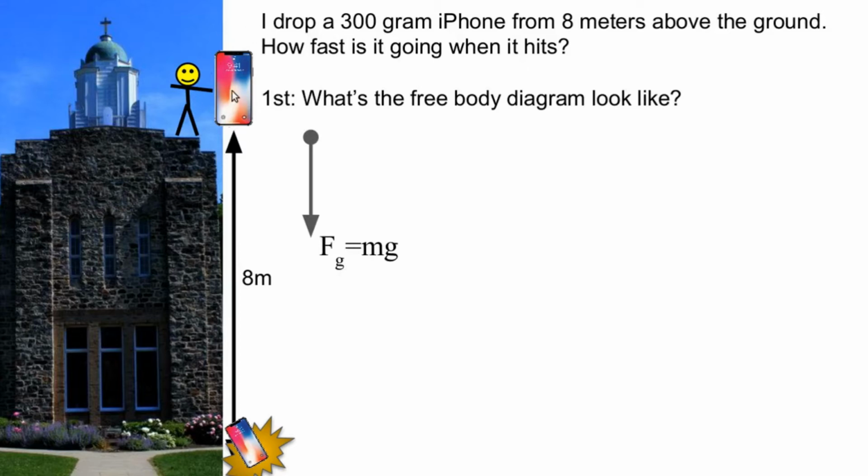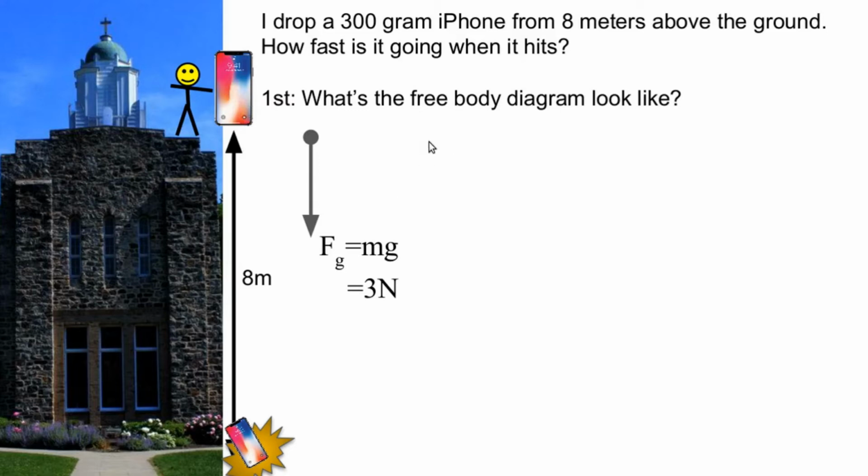I'm going to ignore air resistance and say the force is just the mass, 0.3 kilograms, times the gravitational acceleration, which is 10 meters per second squared for our purposes. So 0.3 times 10, that is just 3 newtons. So the weight of 3 newtons is the only thing acting on this iPhone when it falls. We call that free fall, when the only force is the weight. So what can we do with that?